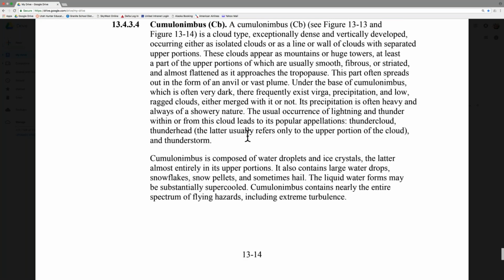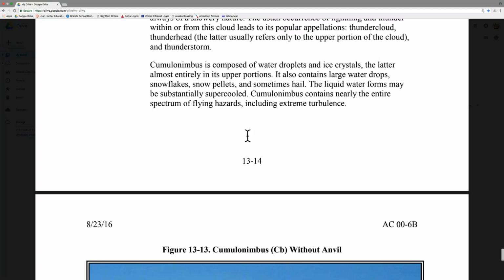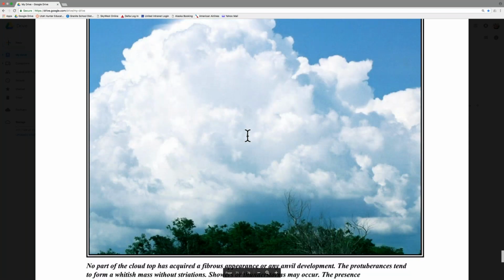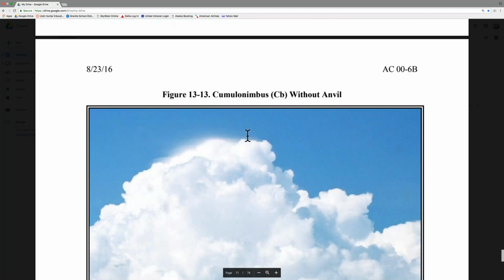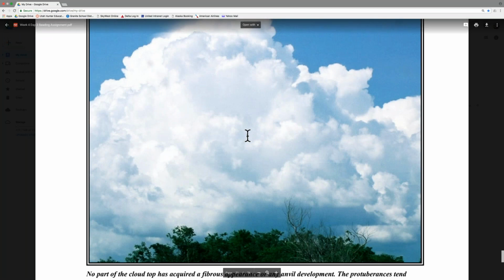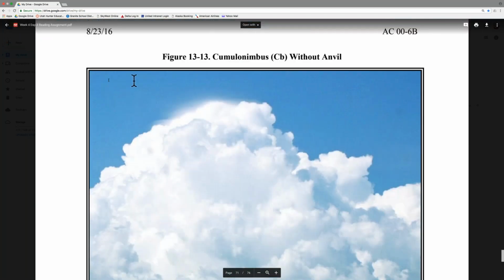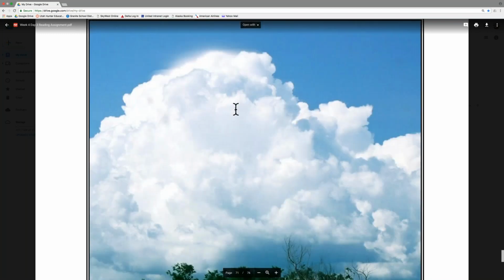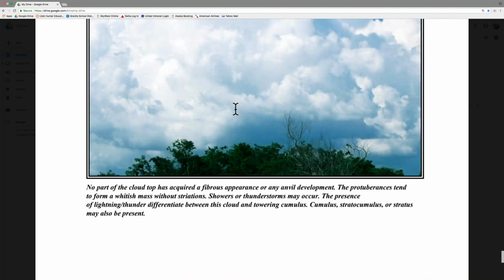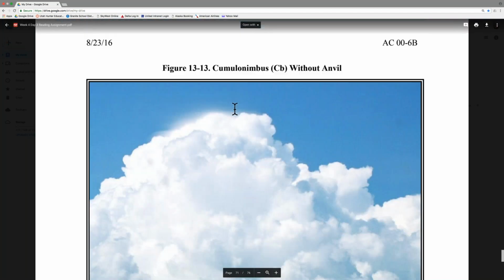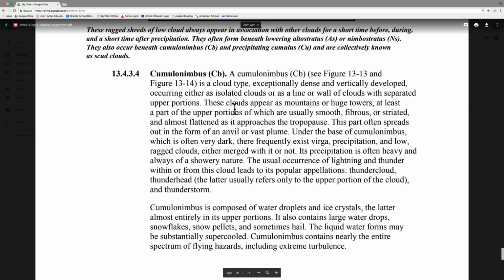Cumulonimbus clouds. This is your typical thunderstorm cloud. Still hasn't towered quite yet. When it towers, that's when it gets the anvil on the top. But let's read about this one real quick.